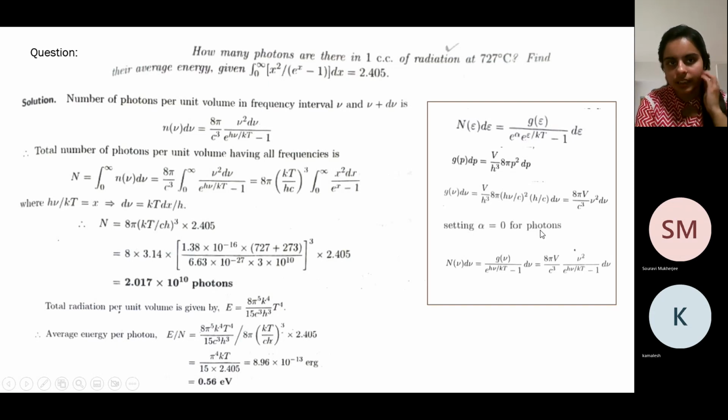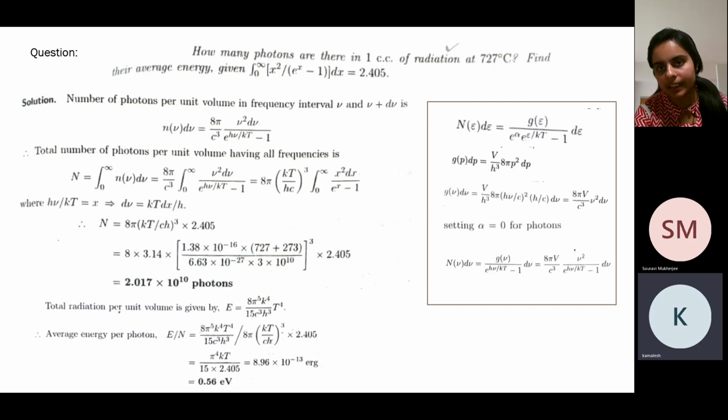In a basic system, photons of one particular energy can be absorbed, and photons of another energy can be released. So in a way, the number of particles is not conserved here, right? So the alpha, or this constant alpha, which is equal to mu by kT. How did we get that?